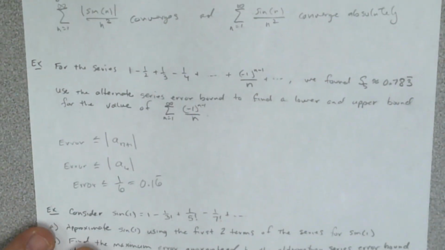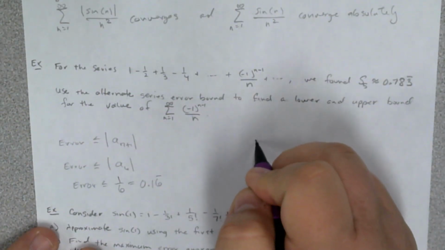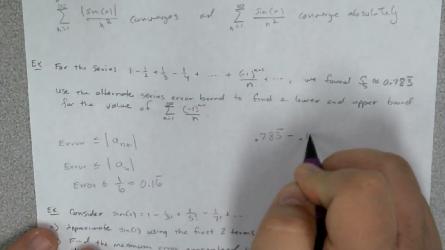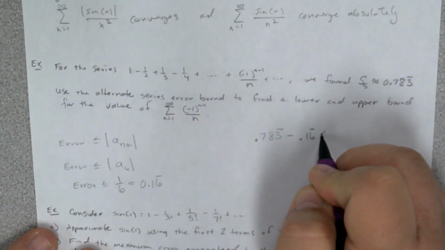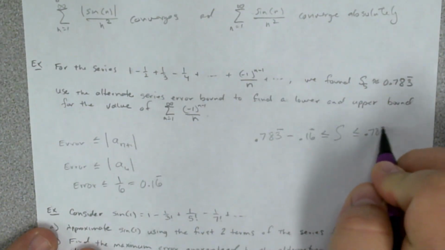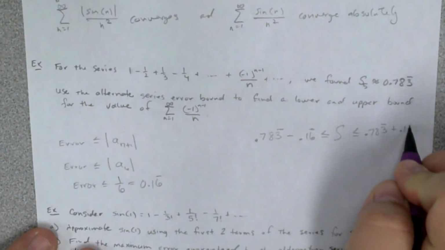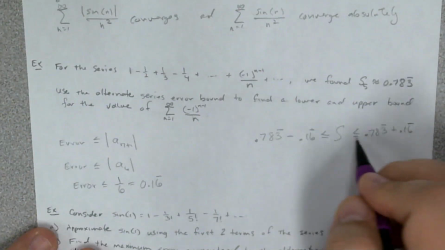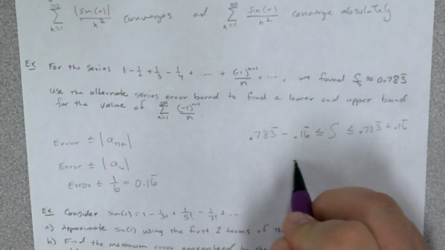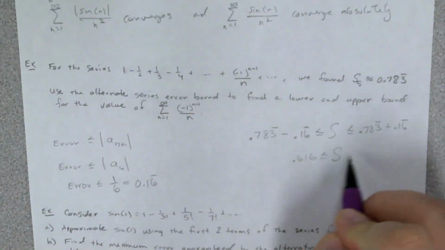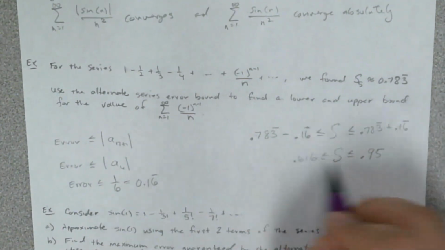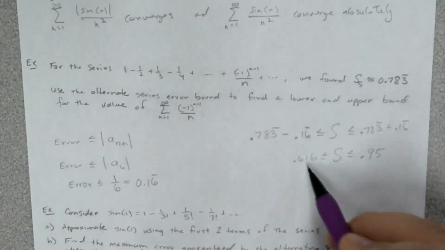Okay? So 0.783 repeating minus 0.16 is less than or equal to our total sum, which is less than or equal to 0.783 plus 0.16. So the actual sum is between these two values. If you work these out, you're going to get 0.616 is less than the sum, which is less than that. And so that's where the sum of this series lies, between those two values.